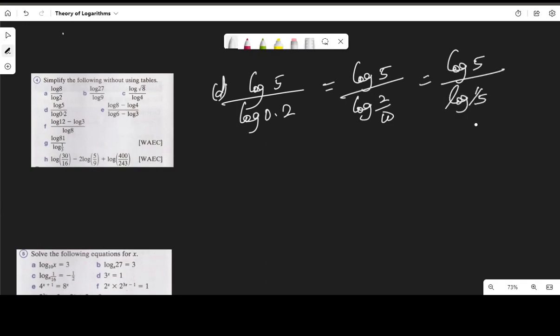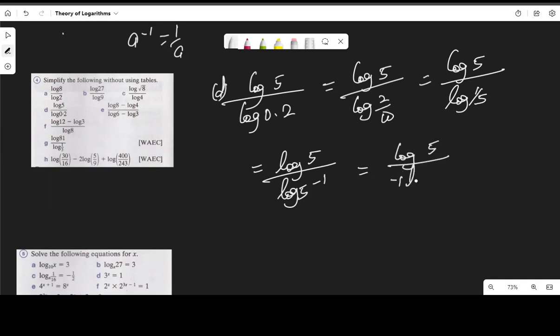That is 2 here 1, 2 here 5, which I can write as log 5 over log 5 to the power of negative 1, because a to the power of negative 1 is 1 over a. So I have 1 over 5 here. I turn it to this, and this is log 5 over negative 1 log 5. So log 5 can cancel log 5, and that will be 1 divided by negative 1, which is negative 1. Log 5 divided by log 5 is 1. 1 divided by negative 1 is negative 1.